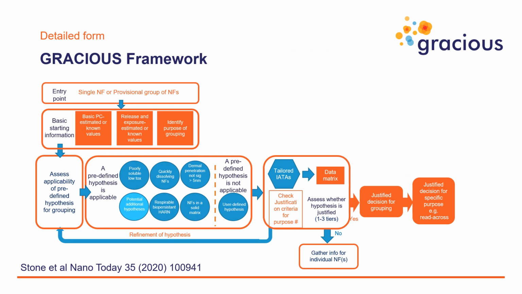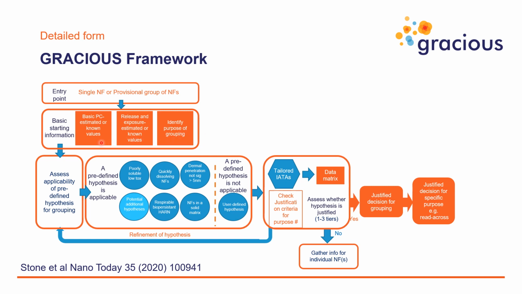This is a more detailed version of the same framework. So again, you start with a single nanoform or a provisional group. The phys-chem characteristics in the basic information stage include size, shape, and composition. And these values can be either estimated or known values. We also need information on release and exposure scenarios because this informs the route of exposure for humans and the relevant environmental compartments. And we also need information on the purpose of grouping because that allows us to identify the level of certainty and detail of the information used in the remainder of the framework.